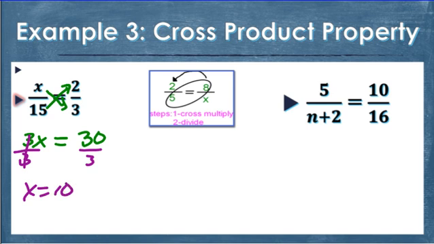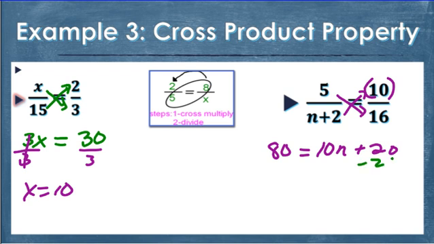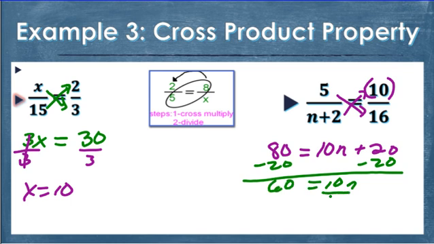Next one, cross multiply. 5 times 16 would give us 80 equals, here I have to distribute the 10. 10n plus 20. Now I can get my n by itself, so 10n by itself, so I'm going to subtract 20, just using the golden rule of algebra again. So 10n equals 60. To get n by itself, divide by 10, n would have to equal 6.